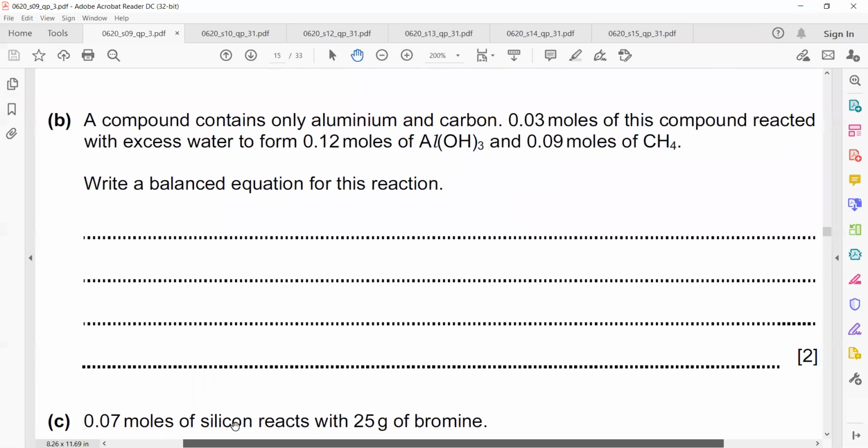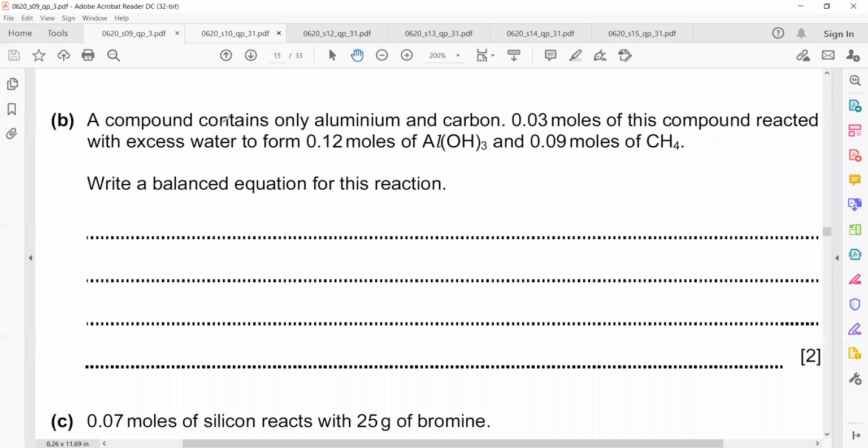we have to construct the equation. How to construct the equation? A compound only contains aluminum and carbon. 0.03 moles of this compound reacted with water to form aluminum hydroxide and 0.096. Write a balanced equation. So if a compound contains aluminum and carbon, what will be the formula of the compound? Aluminum is group 3, so it will be plus 3, and carbon is group 4, it will be minus 4. So the formula of the compound is Al4C3.